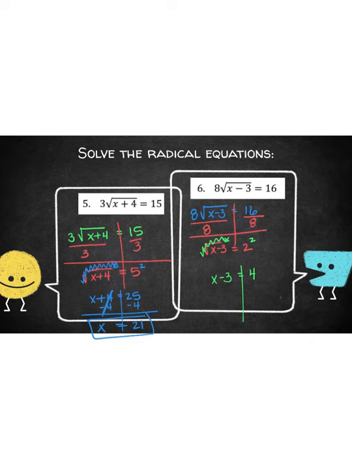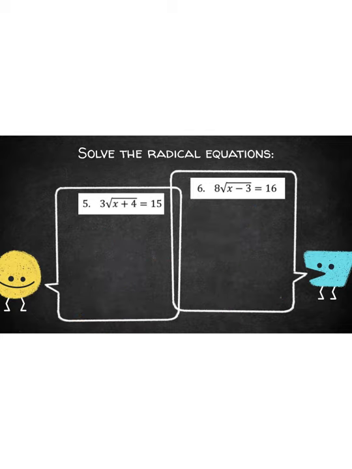Okay, and now we have to solve this. So the opposite of subtracting 3 is adding 3. So I'm going to add 3 to both sides. So now I'm just left with x on the left, and 4 plus 3 is 7. So x equals 7.